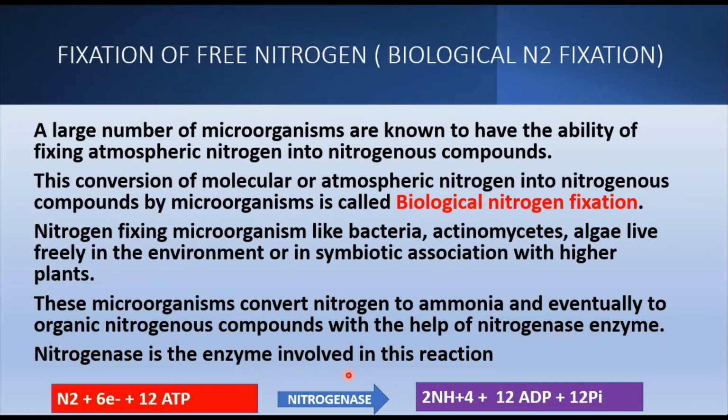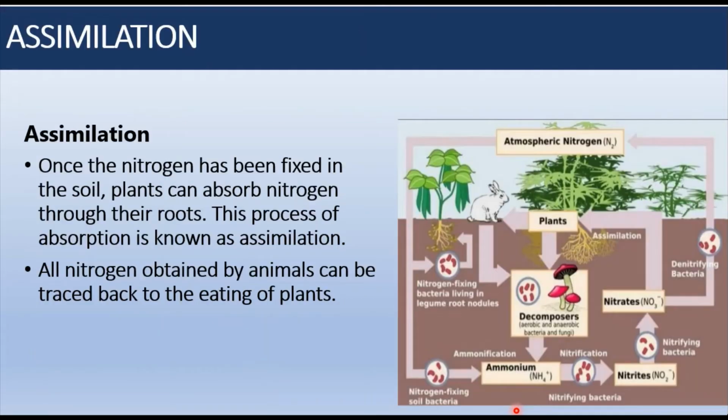And this nitrogenase is the enzyme involved in the process of nitrogen fixation. So here you can see the reaction: nitrogen, with the help of ATP and in the presence of nitrogenase, gives rise to ammonium ions or ammonia. Along with that, it is also releasing some inorganic phosphate. Then the second step is assimilation. I told you once the nitrogen has been fixed in the soil, plants can absorb the nitrogen, and this absorption is known as assimilation. So the process of absorbing the nitrogen after fixation by the plants is called assimilation.